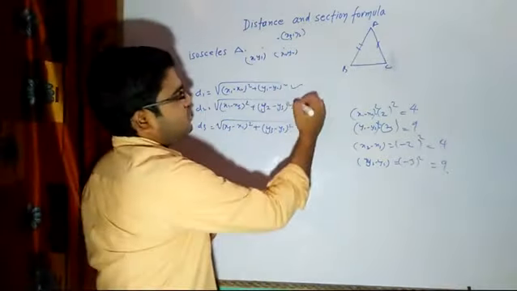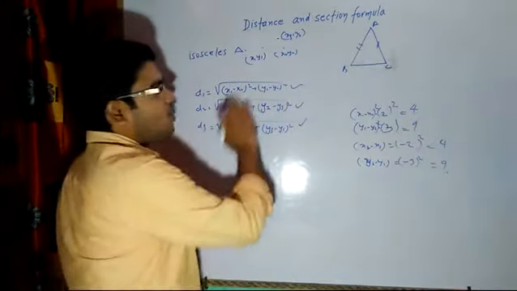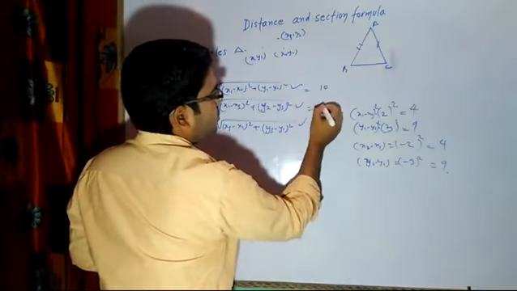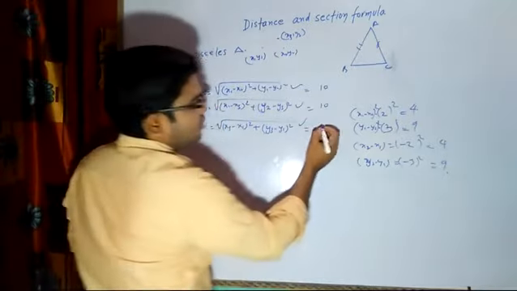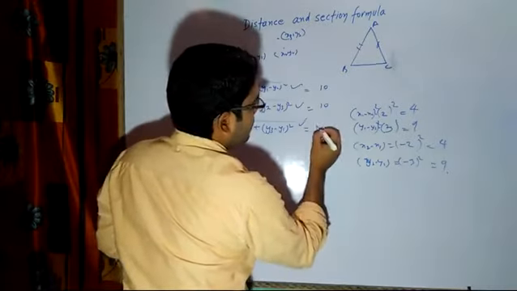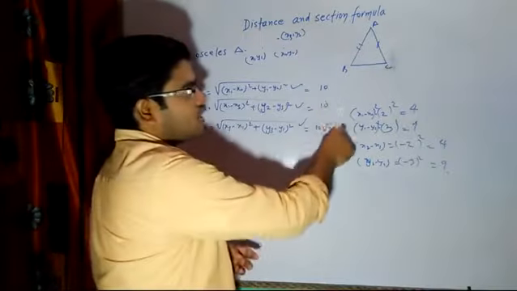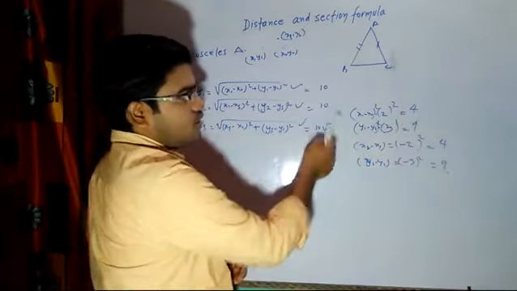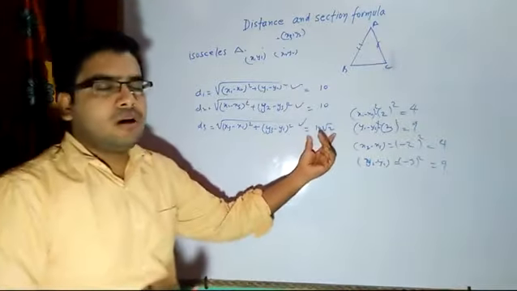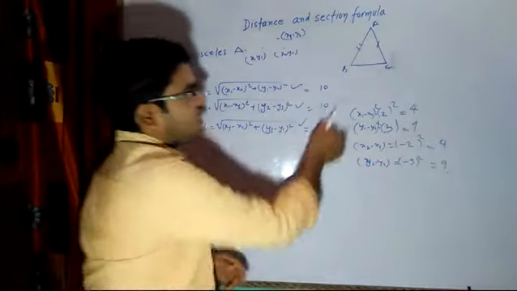Now, after calculating all three distances, you have to see what type of triangle they are forming. Suppose here you got 10, here you got 10, and here you are getting 10 root 2, for example. Then what type of triangle is it? It is an isosceles triangle, right? Two sides are equal and the third side has a different length. So obviously it is an isosceles triangle.